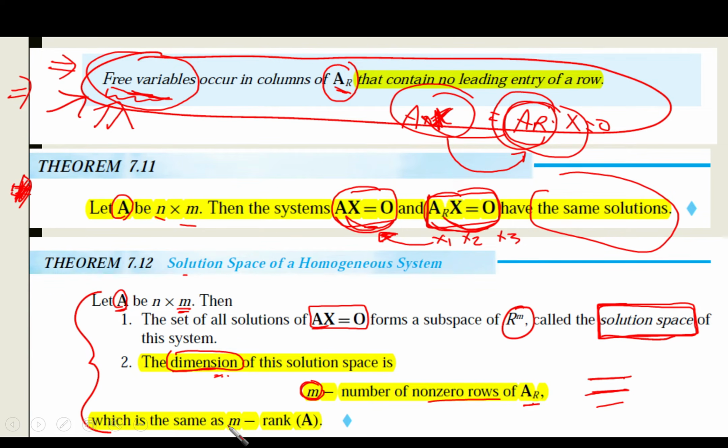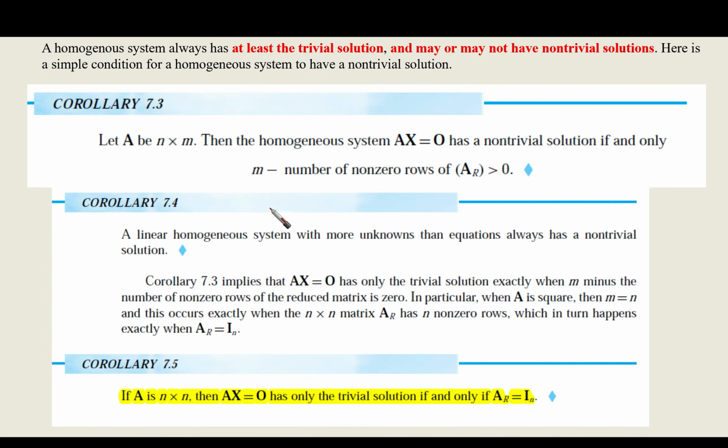Which is the same as m minus the rank of A. We said that the rank of A and the number of non-zero rows of A are the same, from the previous videos. These are the 3 main hints that I want to keep in our mind before going into the next part, which is related to the trivial and non-trivial solutions. Now let's go here and understand what is the meaning of this.